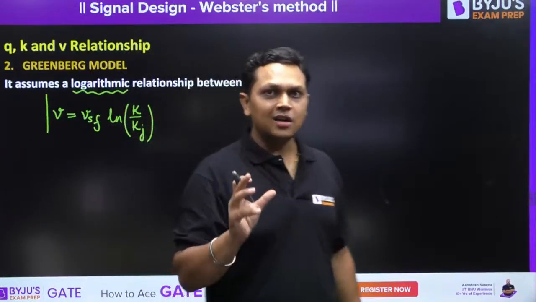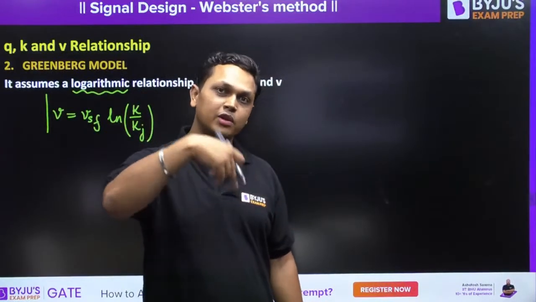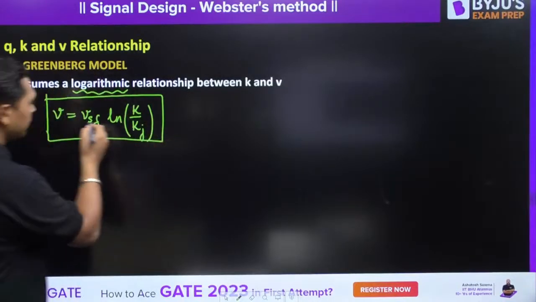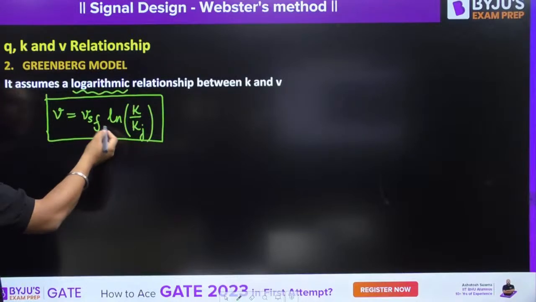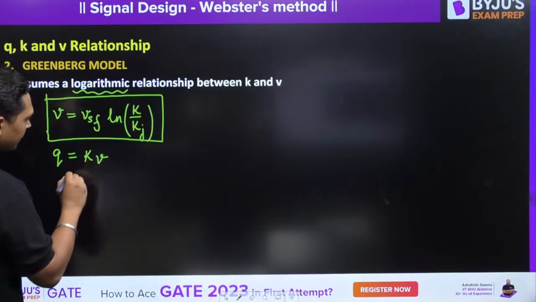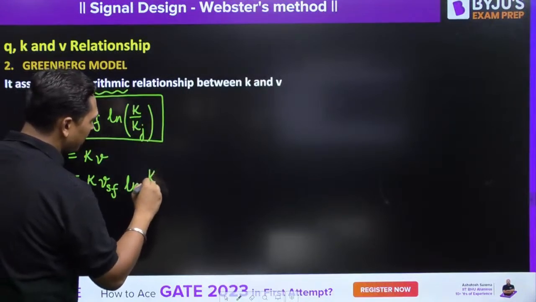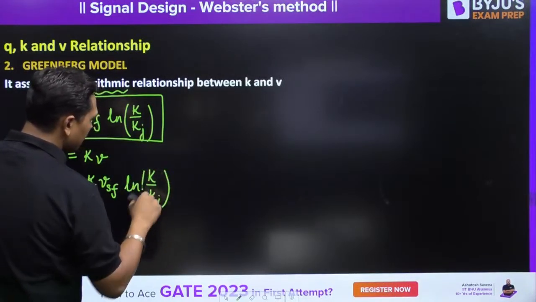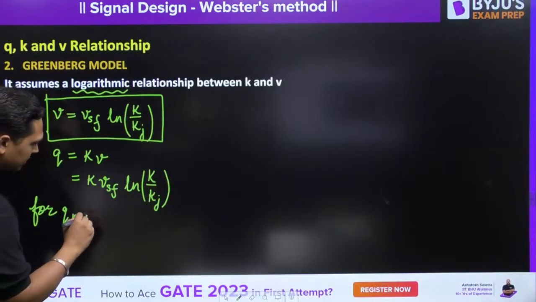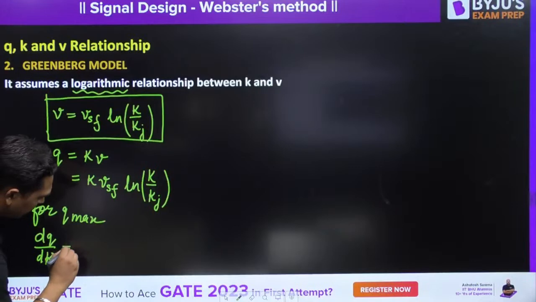So now you need to understand how to find out the maximum flow, which you already know. We are just applying the concepts which we already know. The velocity equation is given to you, which is a logarithmic equation. Now, what is traffic flow? It is equal to K times V, which is equal to K times Vsf ln(Kj upon K). Now for maximum flow, for Qmax, dq by dk should be equal to 0.